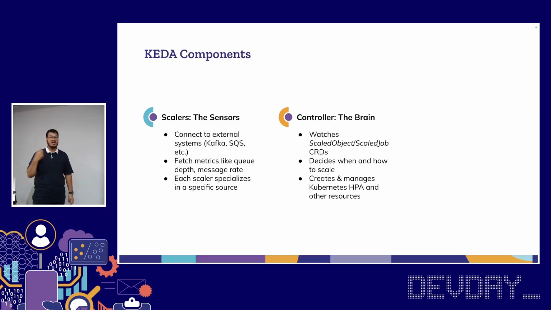Then you have the controller, which is the brain. It watches over the scaled objects or scaled jobs that you have created, and it decides when and how to scale. So whenever you want to scale, you would define a scaled object. The controller, the brain, will internally create an HPA. So KEDA internally uses HPA itself. So whatever Amit mentioned, it still applies here. The magic formula, the same formula, is used by KEDA.